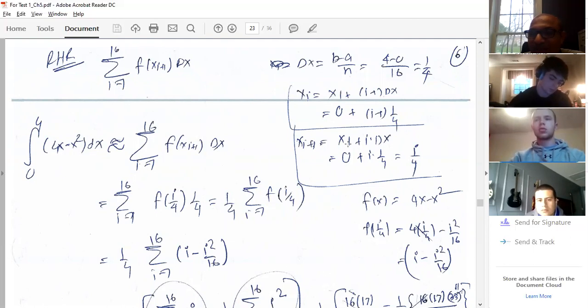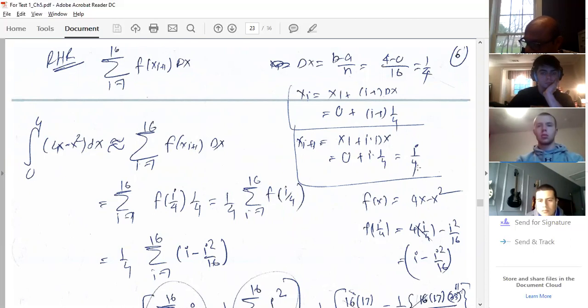Xi plus 1 is x1 plus i times delta x, or a plus i times delta x. A is 0, i as it is. I told you don't change your i. Delta x is 1/4. So it is i divided by 4. Agree? i divided by 4.